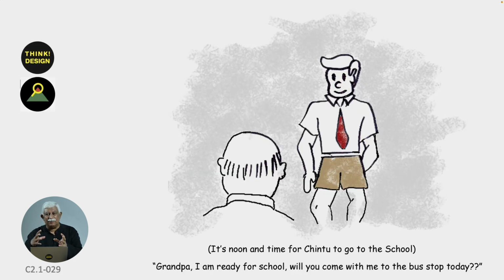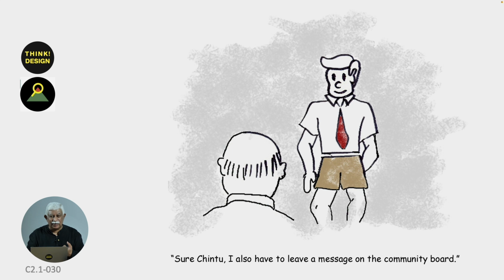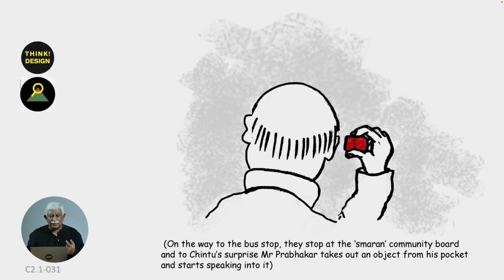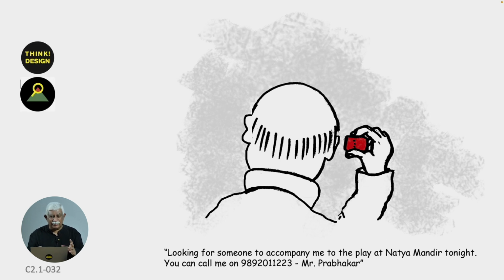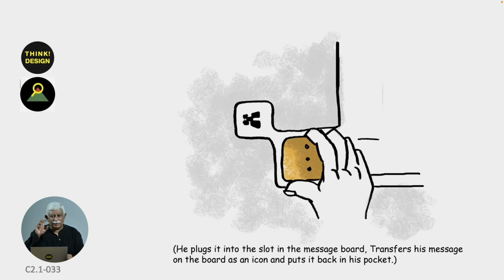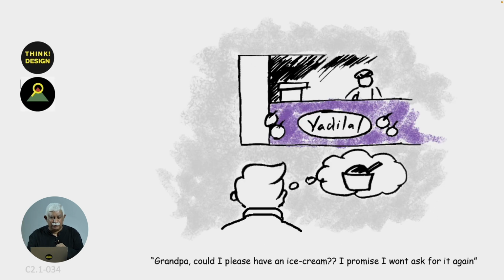It is time for Chintu to go to school. Grandpa usually takes walks with Chintu to the bus stop. He says, let me leave a message on the community board to find somebody to go with. So on the way he murmurs into the device that he is looking for somebody to go along with him to the Natya Mandir, leaves a number and says Mr. Prabhakar, and docks it onto the message board, transferring the message onto the board.